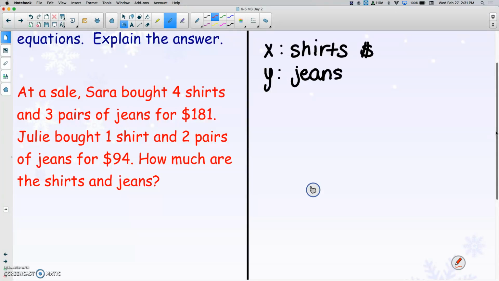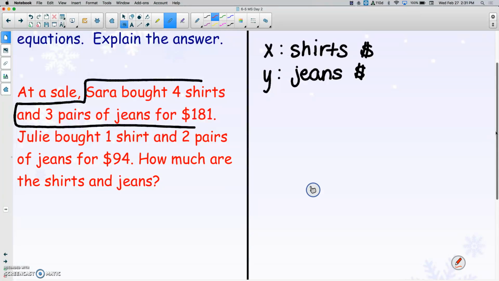You can use whatever letters you want for your system. So if you want to use S for shirt and J for jeans, you can go ahead. The letter S, though, kind of looks similar to a number 5, so I'd prefer not to use the letter S. So Sarah's purchase is going to give us our first equation. 4 shirts plus 3 pair of jeans cost her $181.